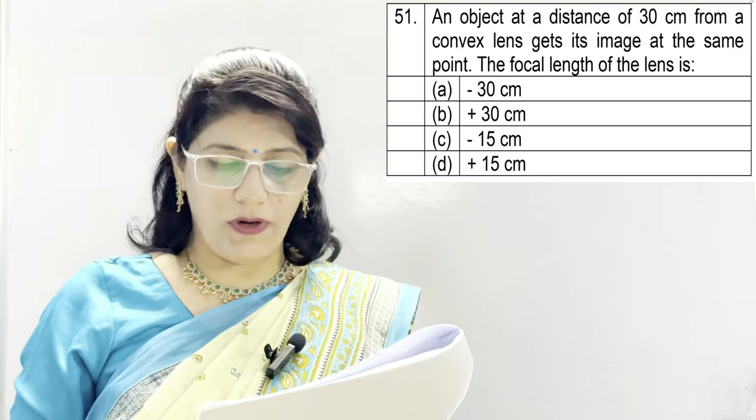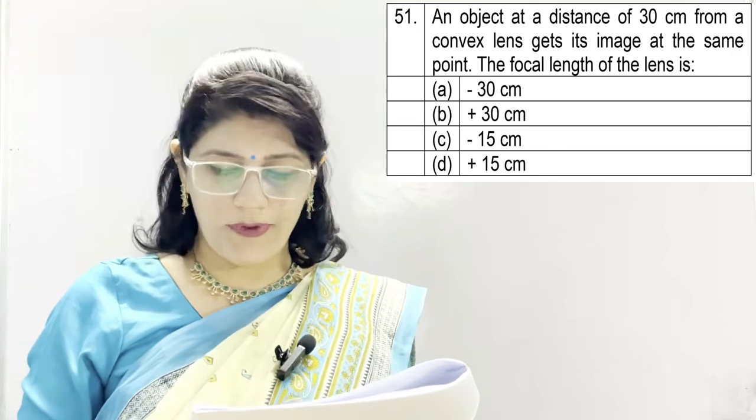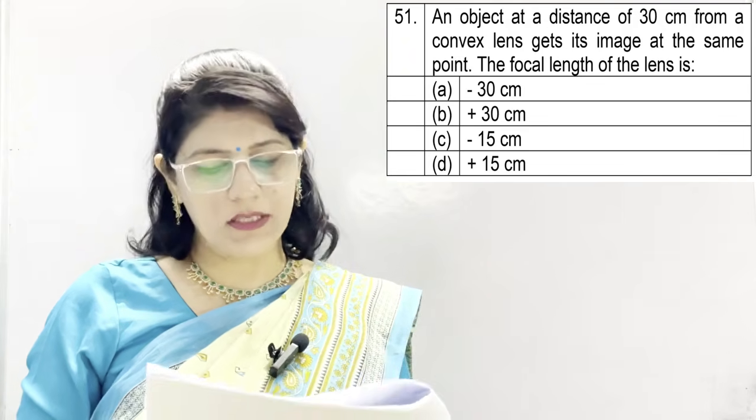In question number 51, an object at a distance of 30 cm from a convex lens gets its image at the same point.